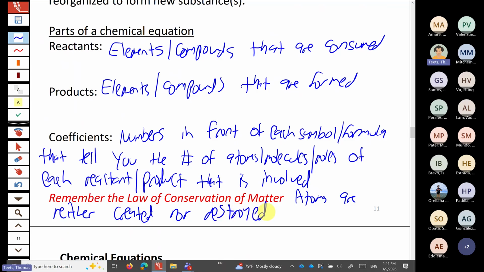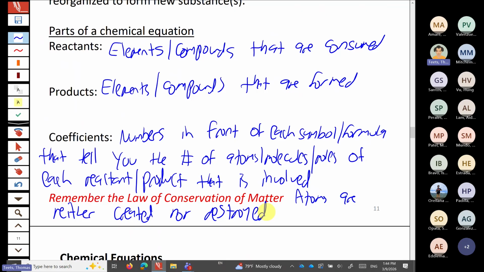So each element is going to appear on both sides of the chemical equation, and on each side of the equation there needs to be the same number of that element. You can't have, again, one element converting to another. You can't have one just magically appearing or going away. So your coefficients allow you to do that.